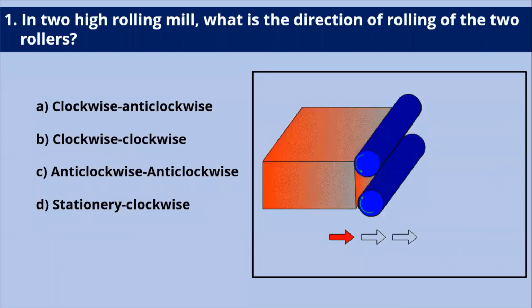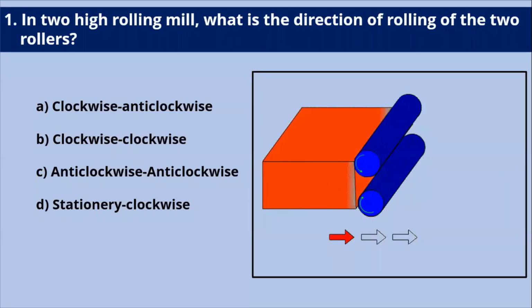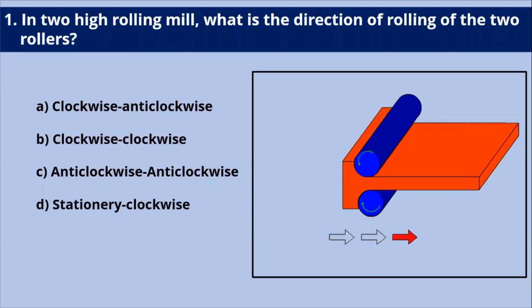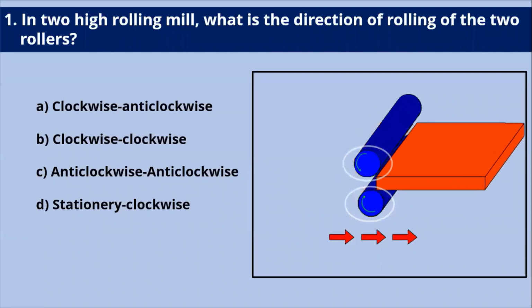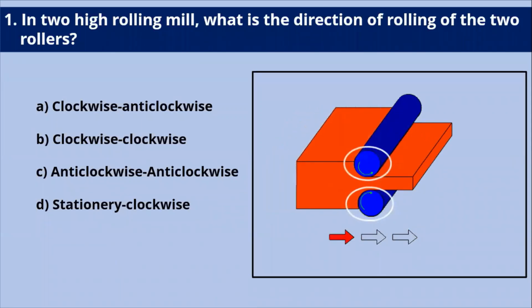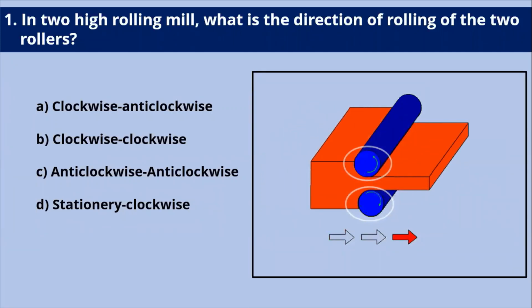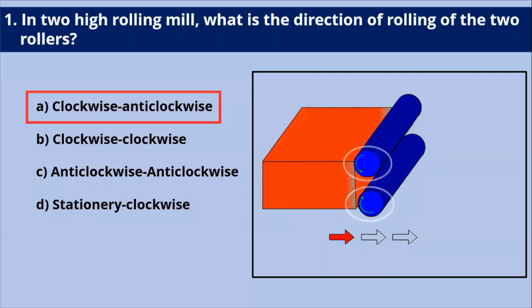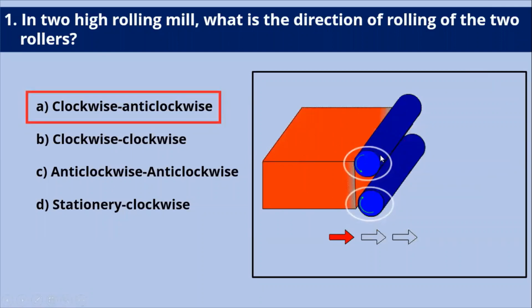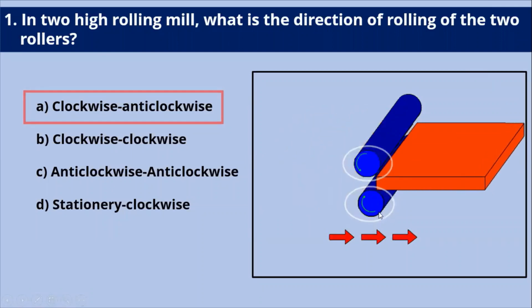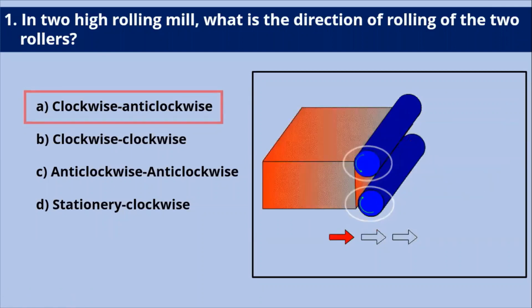In two high rolling mill, what is the direction of rolling of the two rollers? In two high roll mills, the direction of both the rollers is opposite to one another. Hence, one clockwise while the other will move in an anti-clockwise direction. And that's why we can say that in the two high rolling mill, the direction of the rollers are in clockwise and anti-clockwise direction. And that's why our answer is A.